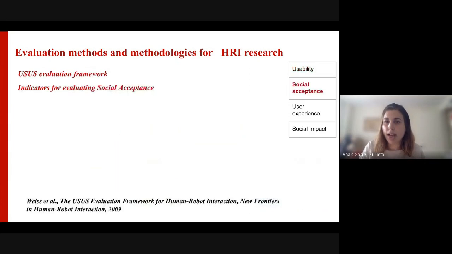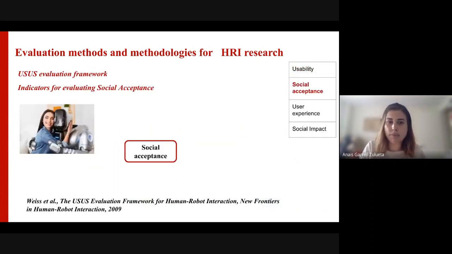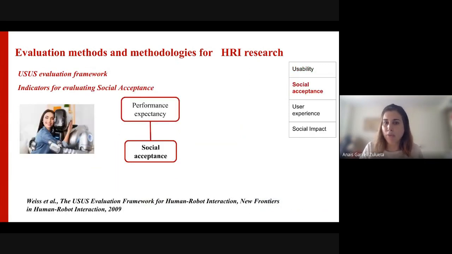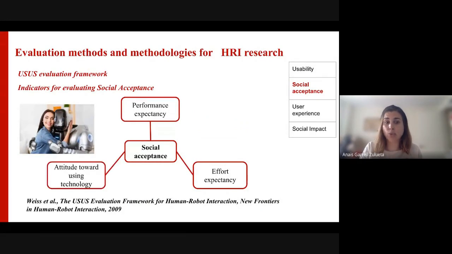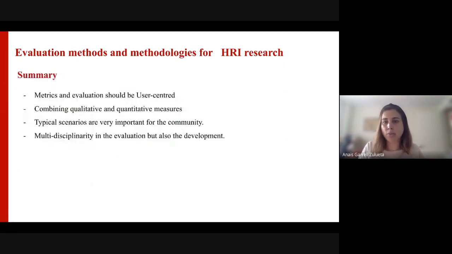Regarding the social acceptance, here basically we see the performance expectancy. The humans, as I said, create a mental model of the capabilities of the robot, and we have to make sure that the mental model that the people created is the same as what the actual robot can do. And then we have the effort expectancy and the aptitude using this new technology. All these things have to be evaluated.